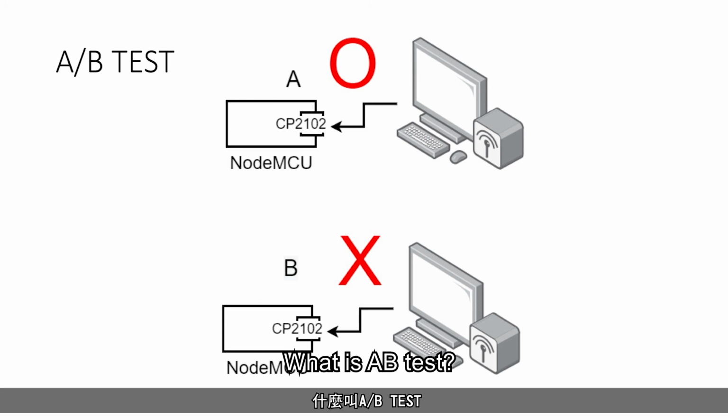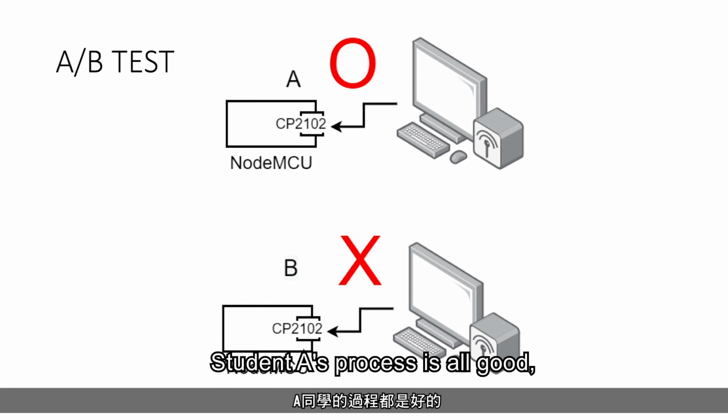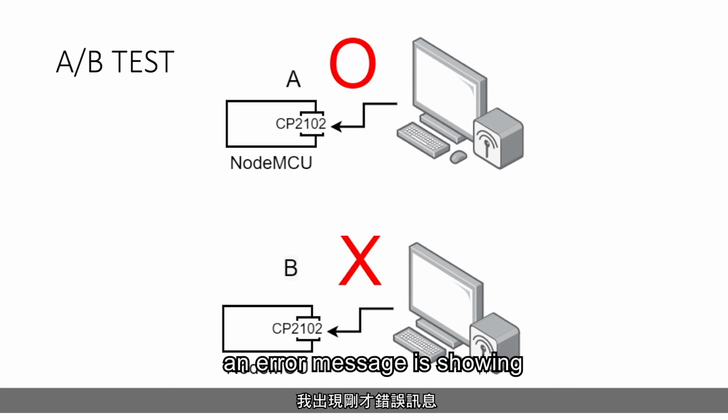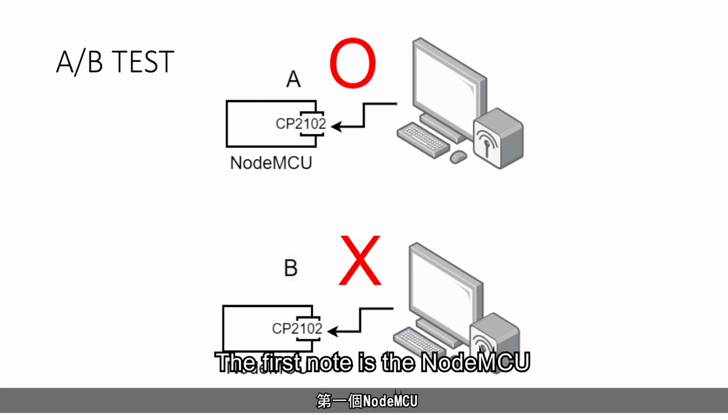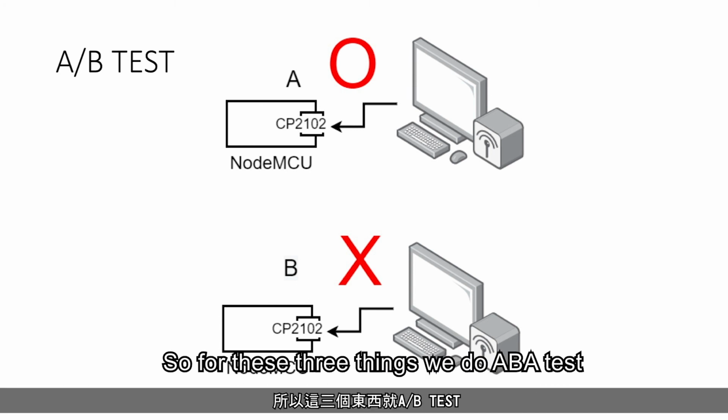What is the A/B test? Assume that student A and student B are operating, and student A's process is all good. Student B says, "Teacher, an error message is showing. What should I do?" It's very simple. Let's look at this picture. There are only 3 parts. The first is the Node MCU. The second is the USB cable, and the third is the computer. So for these 3 things, we do the A/B test.